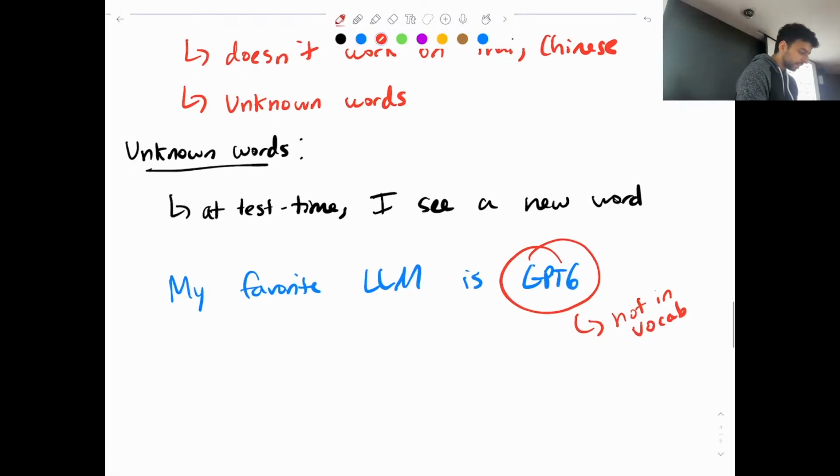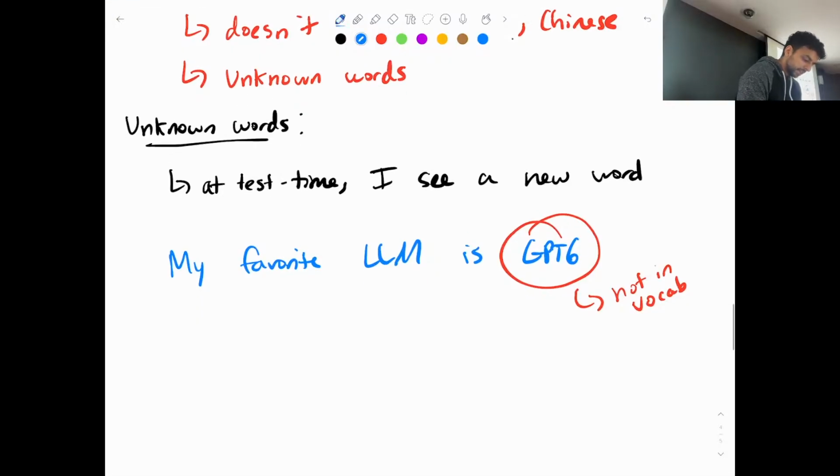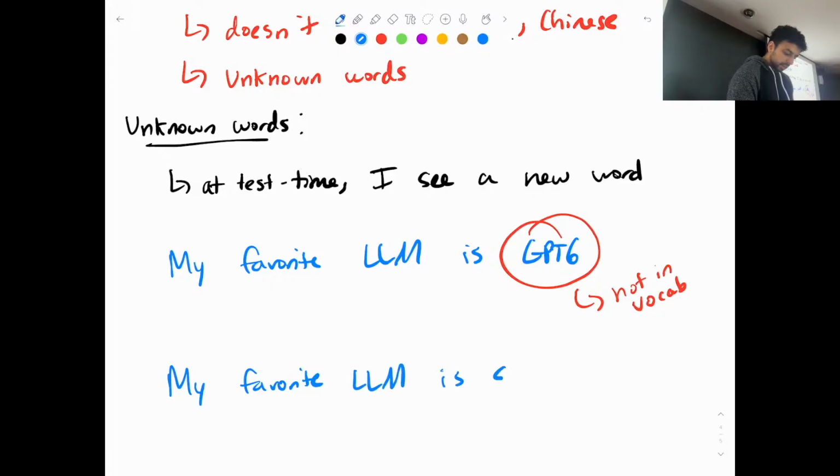So the default, what people do is when at test time you observe a word that's not in your vocabulary, you replace it with a special token. This UNK token associated with unknown words. So this is a special token.